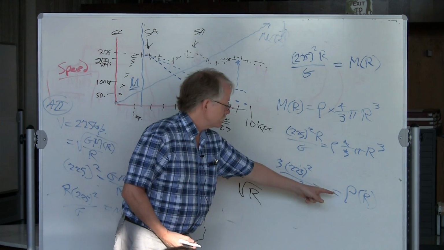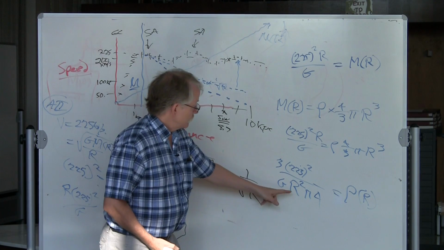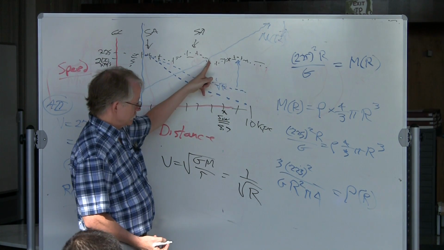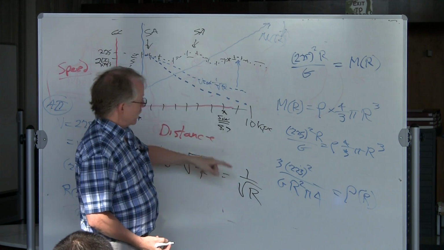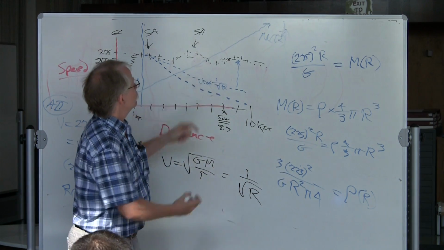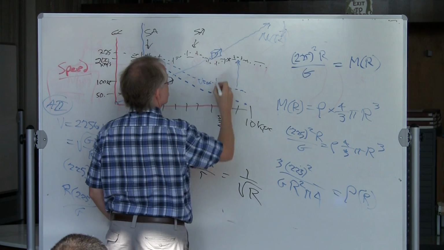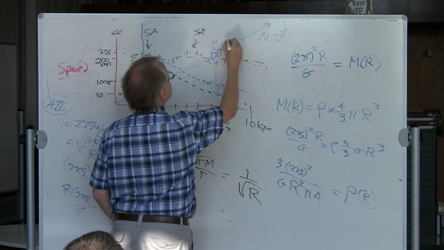So what we can now do is say, this is the r. We select an r here, okay? And we use this formula, and it will tell us what the density of stuff in the Milky Way is at any given r.